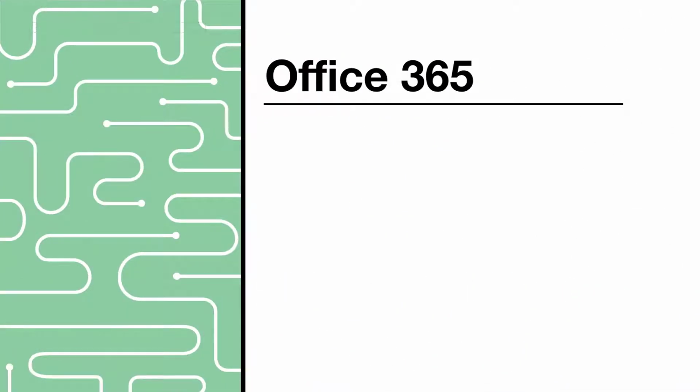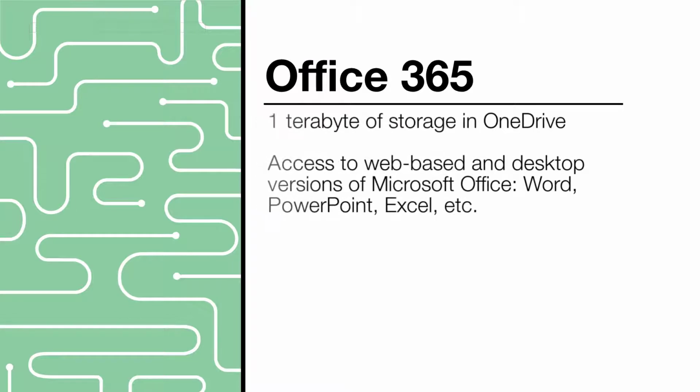Your email account also gives you access to the Office 365 suite of programs. This includes 1 terabyte of cloud storage in OneDrive, as well as access to the web-based and desktop versions of the Microsoft Office 365 programs, like Microsoft Word, Excel, and Teams.